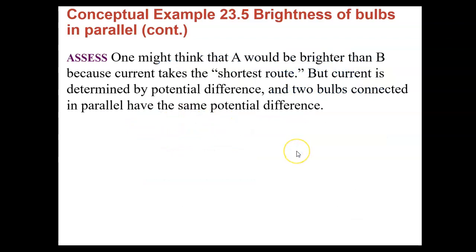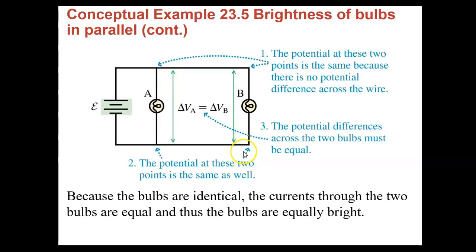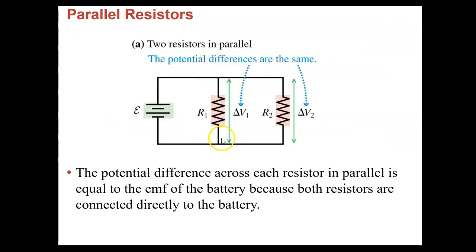But the trick is with this, current is determined by the potential difference, and since they're connected in parallel, they have the same potential differences. Not only do they have the same potential differences, but they're the same as the power source. Now, we talked about resistors and equivalent resistors in series. When you look at equivalent resistors in parallel, they're different.